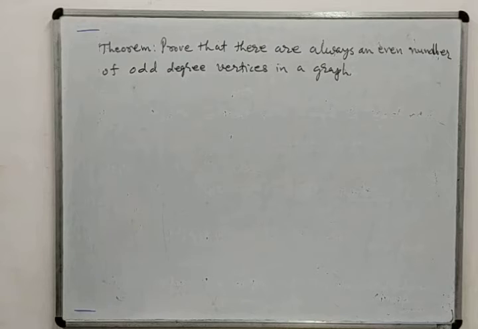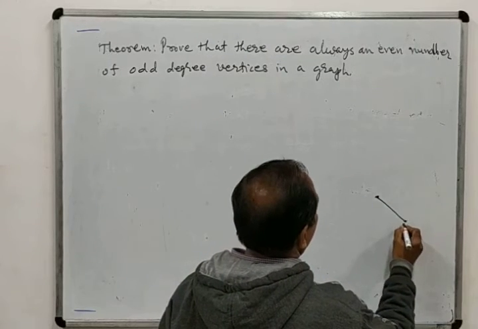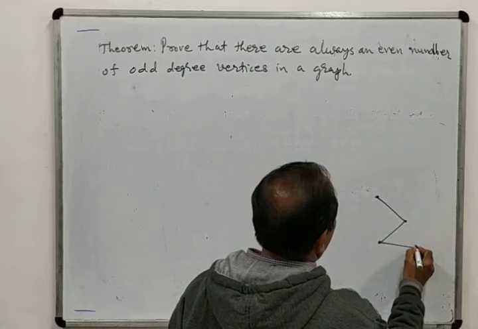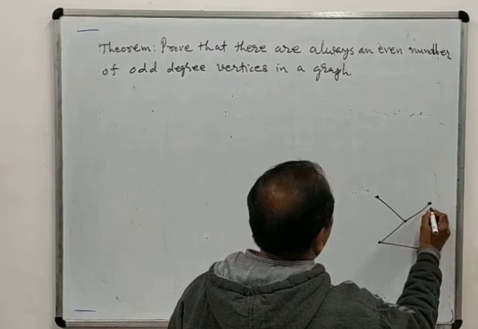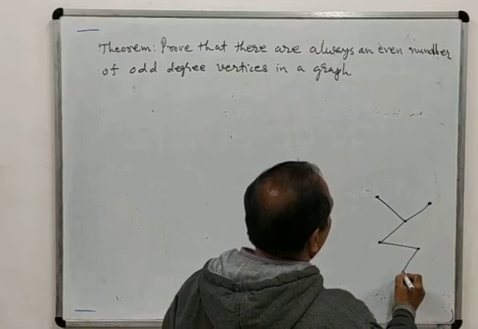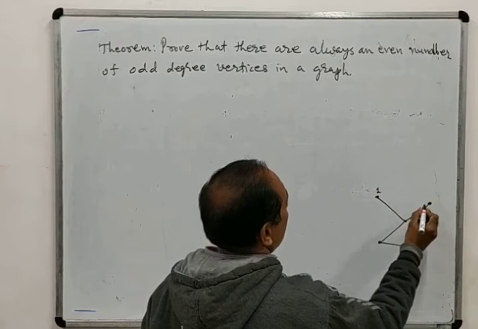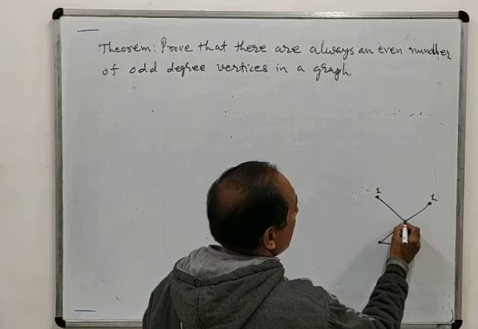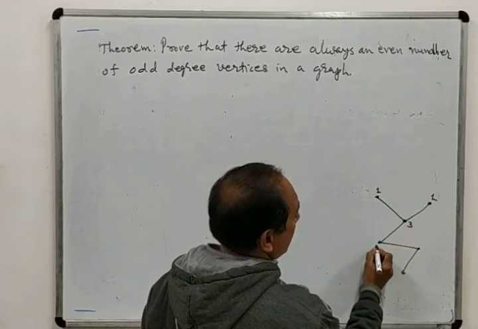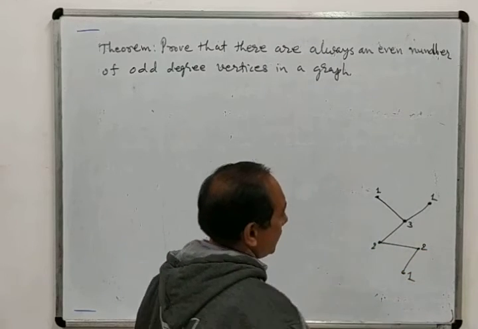So now see, this means what? Suppose here is the graph. So you can see that the degree of this vertex is 1. The degree of this vertex is also 1. The degree of this vertex is 3. The degree of this vertex is 2. The degree of this vertex is 2. The degree of this vertex is 1.